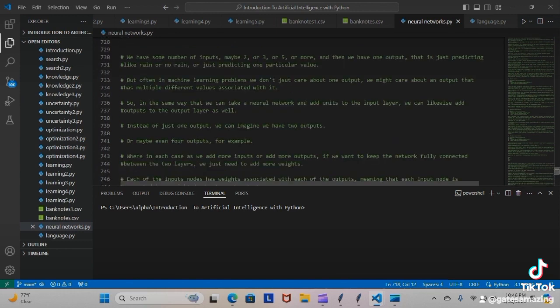So in the same way that we can take a neural network and add units to the layer or add units to the input layer, we can likewise add outputs to the output layer as well. Instead of just one output, we can imagine we have two outputs or maybe even four outputs, for example. In each case, as we add more inputs or more outputs, if we want to keep the network fully connected between the two layers, we just need to add more weights.